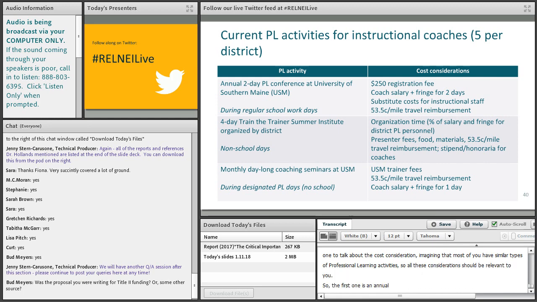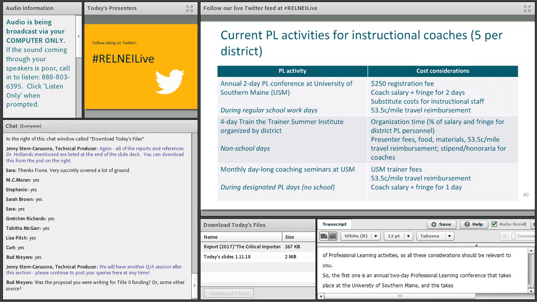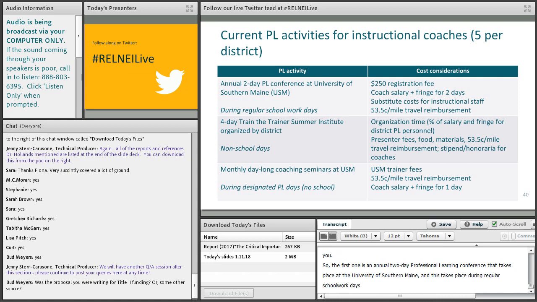So the first one is an annual 2-day professional learning conference that takes place at the University of Southern Maine. And this takes place during regular school work days, which is important to note. So beyond the current registration fee, whatever that is, you have to consider the coach's salary and fringe benefits for the 2 days in which they're participating in the conference. Now, you may say, well, why do I have to think about that? Because it's already in my budget. I'm not paying extra for that. But you don't want to ignore it because it is an opportunity cost for their time. If they're at the conference, they can't be doing something else, like they can't be coaching teachers during that time.